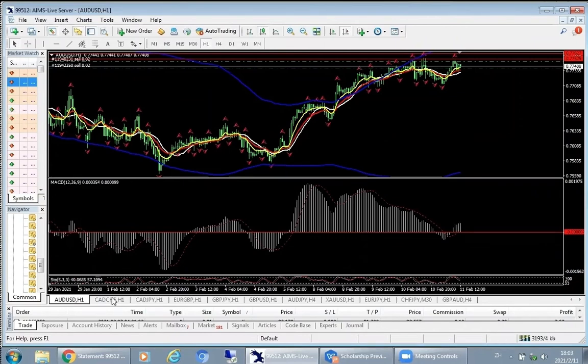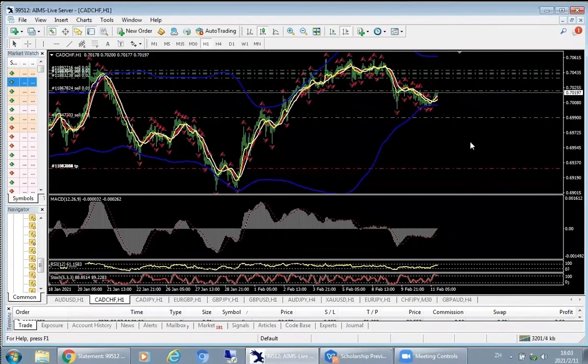Let me show you another pair, which is CAD CHF here. For this particular pair, likewise, it has been selling here. As the price starts to go up, this is where we start to see negative. But right now the price has actually come down. In fact, I can take profit, or the system can take profit, but at the moment it hasn't, because we expect it to come further down. It must cross this particular blue line. That's why the profit wasn't taken here.